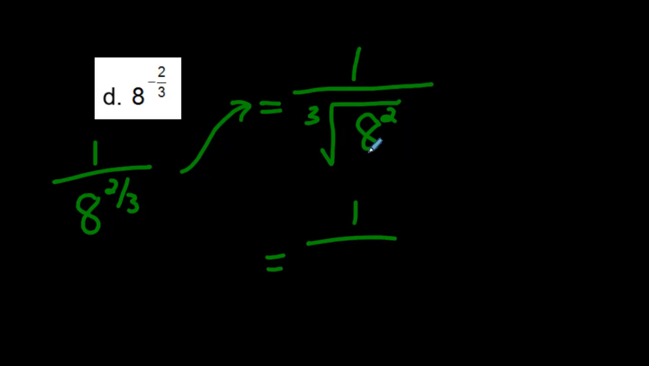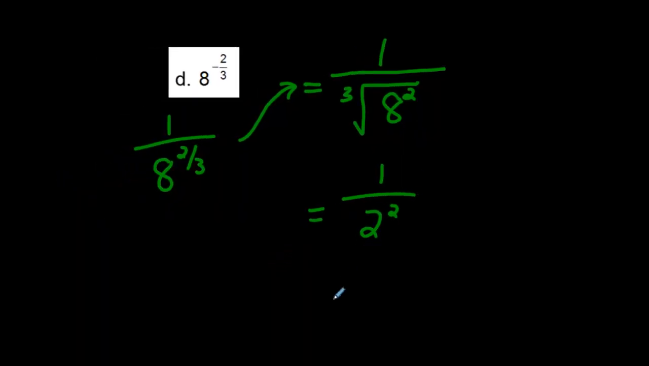2 times 2 times 2 is 8. So the cube root of 8 is 2, but we still have to go to the power of 2. So we end up getting 1 over 4 as our answer. Okay? Hopefully that didn't confuse you too much.